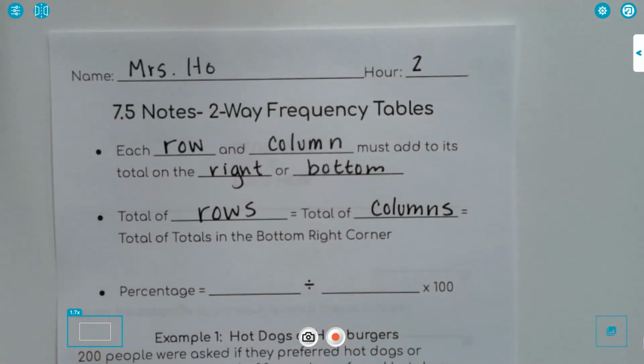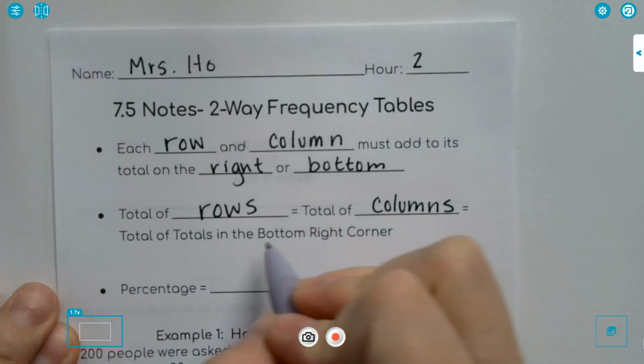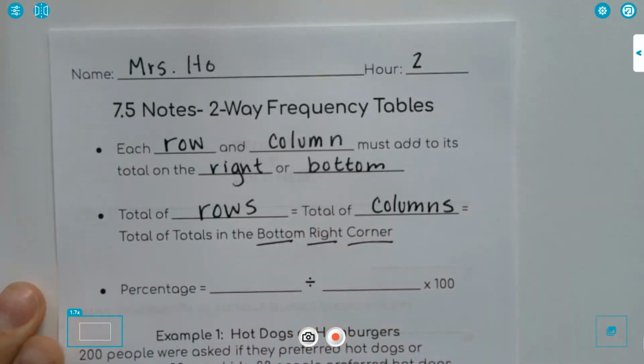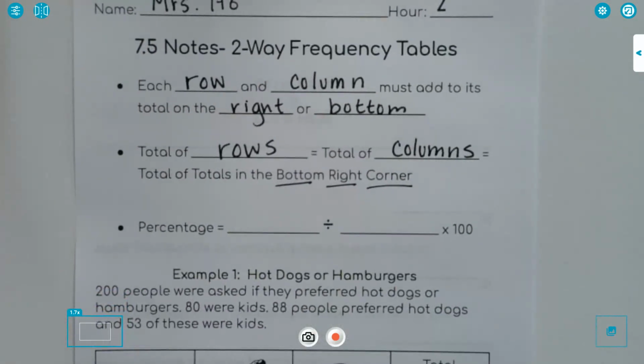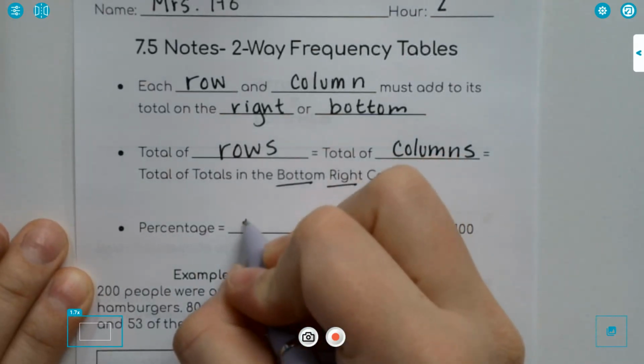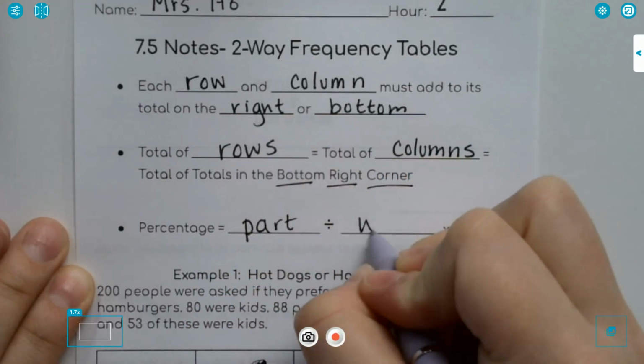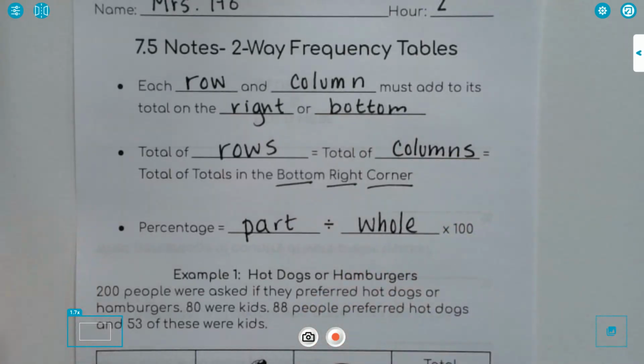That's going to give us one grand total in the bottom right-hand corner. And then the last thing, we are going to be finding percentages to answer some questions on these tables. For our percentages, we are going to do part divided by whole times 100. You just need that for now.